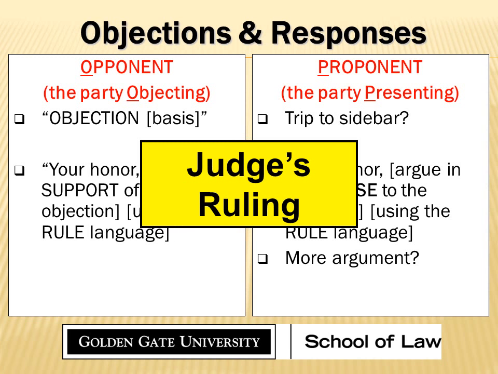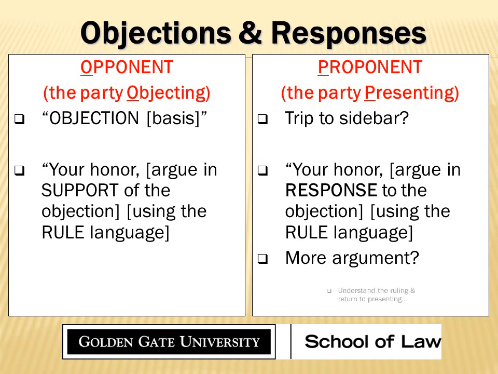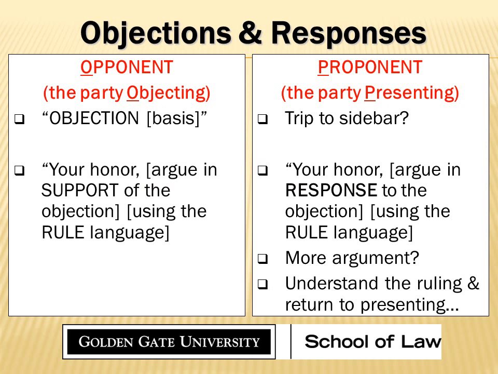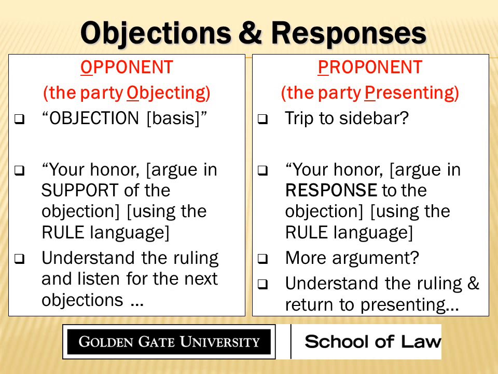You get the judge's ruling. And the most important thing we can do after the judge's ruling is understand that ruling if you're the proponent, and seamlessly go back to your presentation. Seamlessly return to the trial skill of presenting. And as the opponent, you want to also understand the ruling, but you want to then poise yourself and listen for the next objection or to defend the objection that was just sustained.